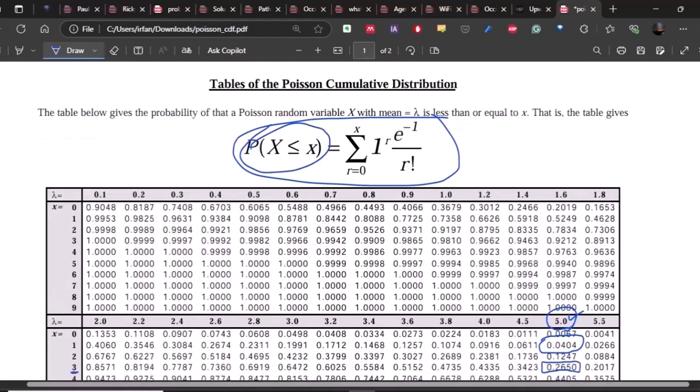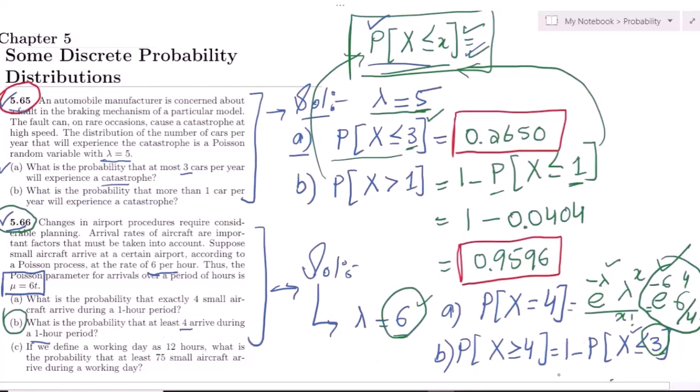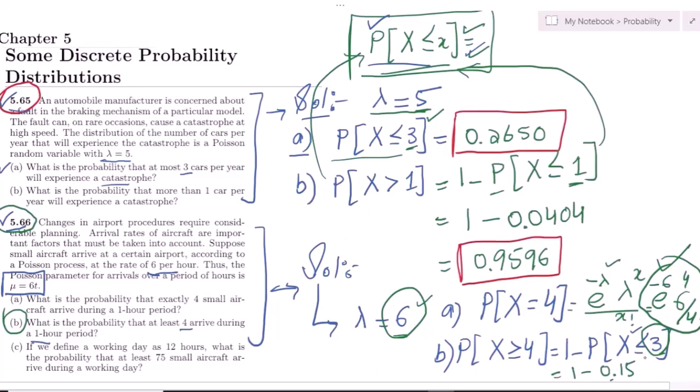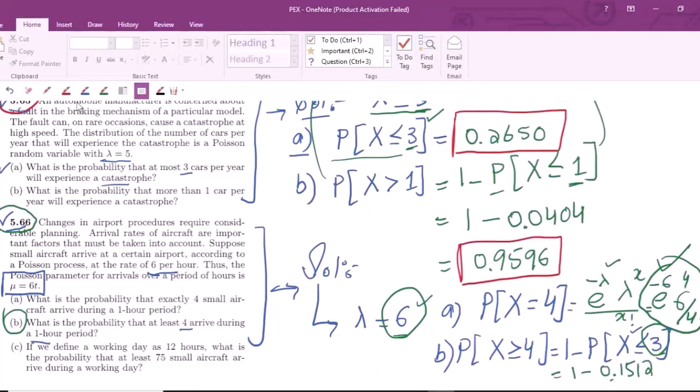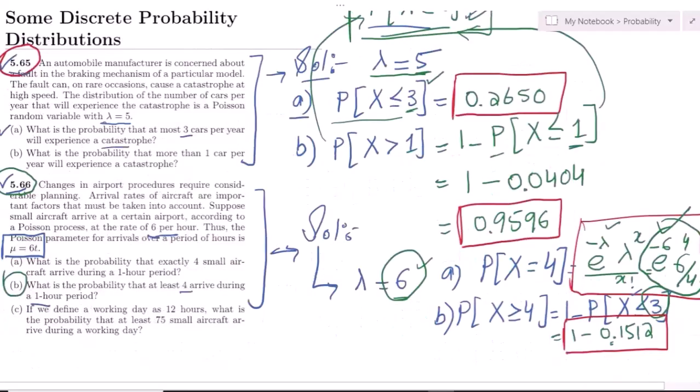So now, in order to find this value, this would be 0.1512. So 1 minus 0.1512. If I subtract the values, we will get the answer. That is the solution of part A of my question, and similarly the solution of part B of my question is this one.